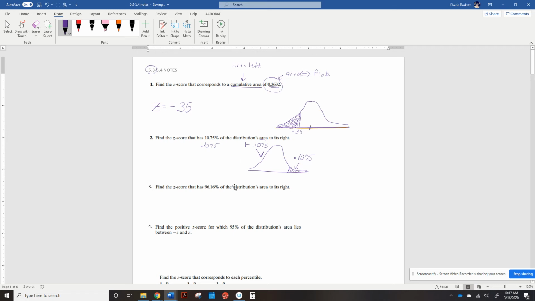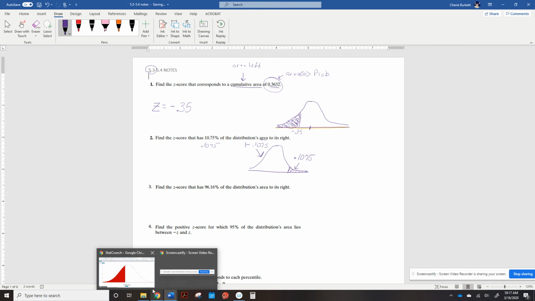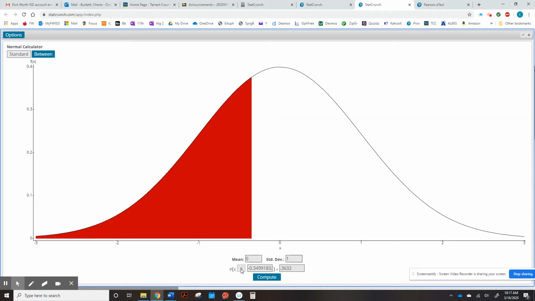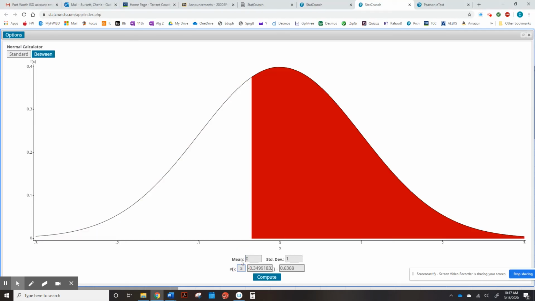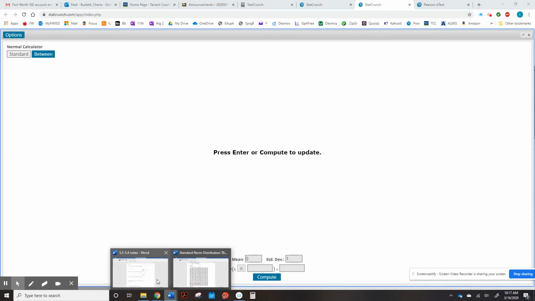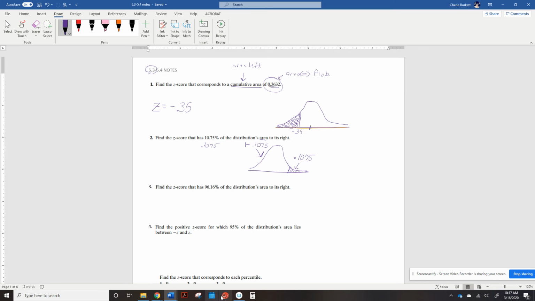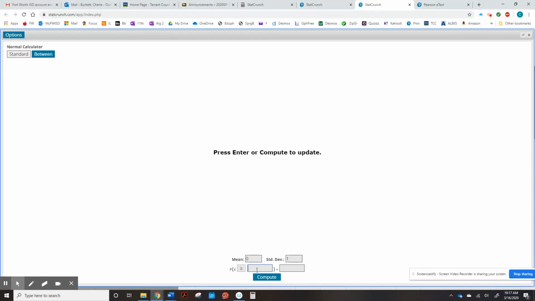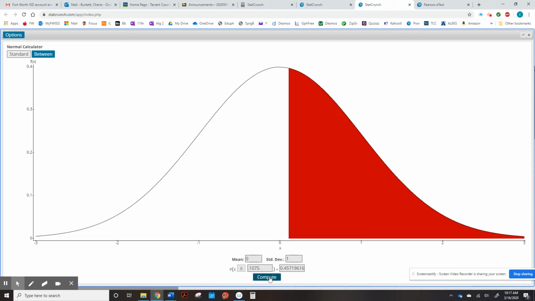You can use StatCrunch. And if you use StatCrunch, you can go over here. You're going to have to change this to the area to the right. And you'll have to type that in. I forgot what it was already. 0.1075. So type in and tell it to compute. And they got it to be 0.457.